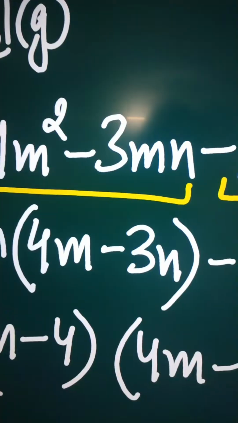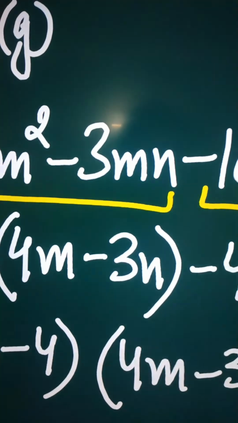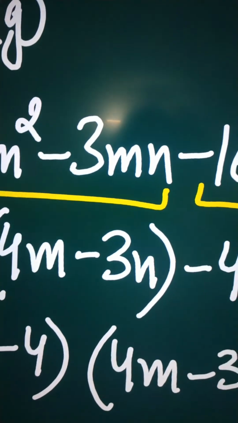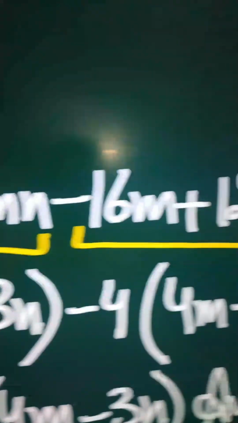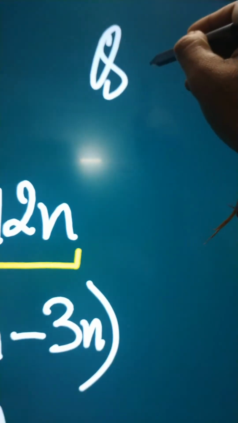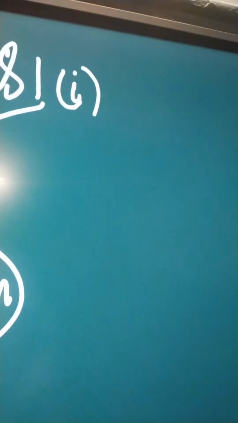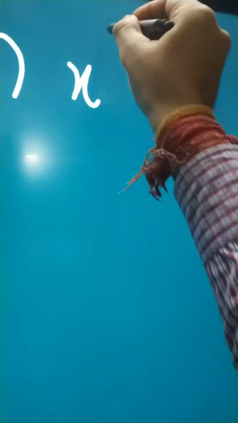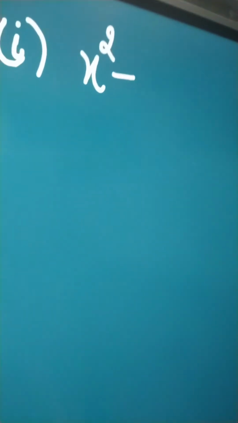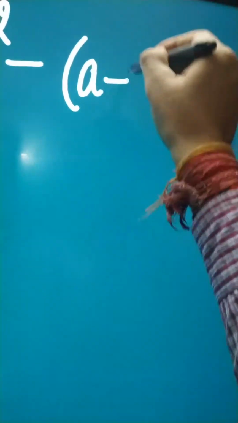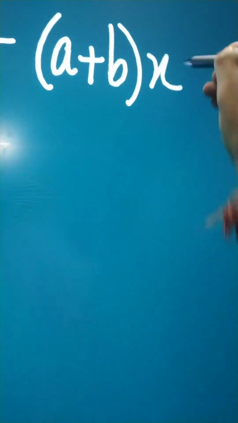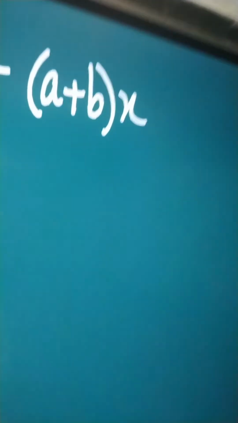So I am taking the odd parts now. So G is done, and now question 1, I part. In I part, it is written: x square minus (a plus b) into x plus ab.